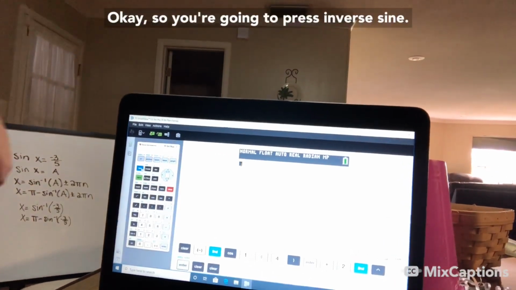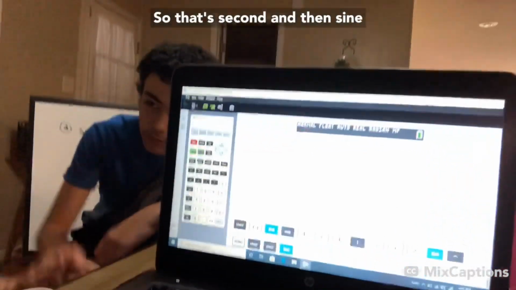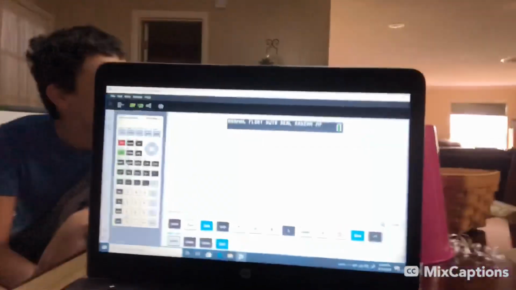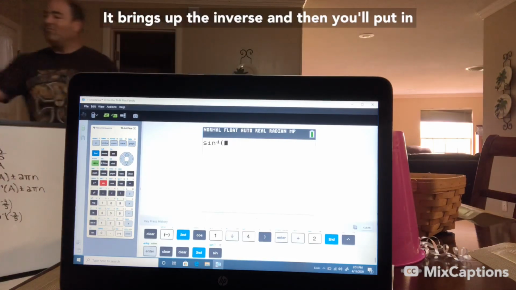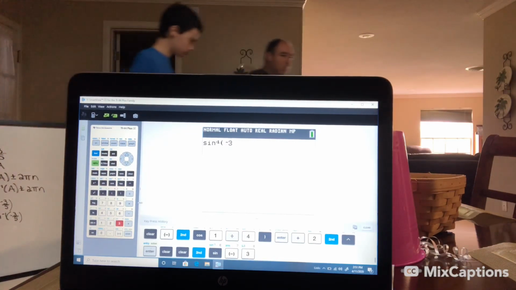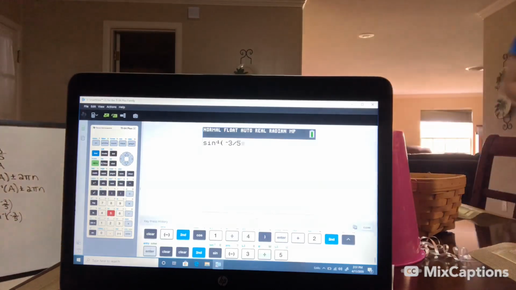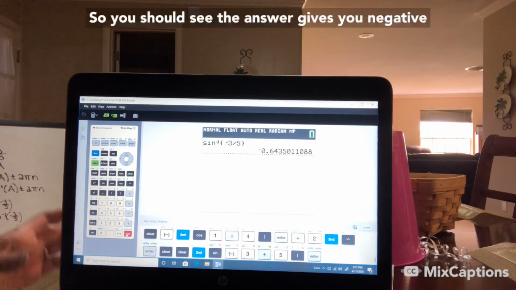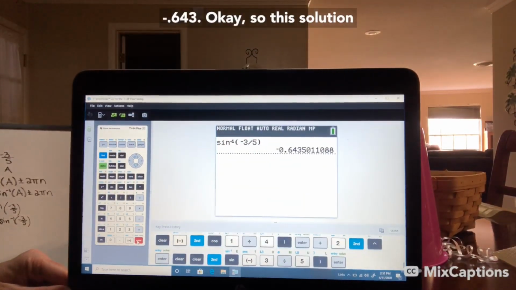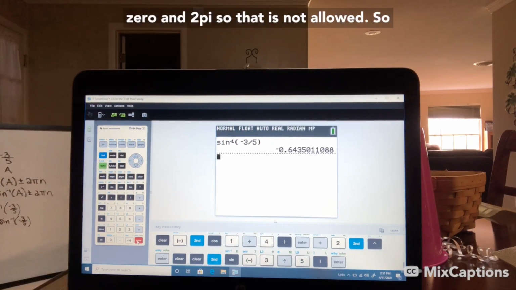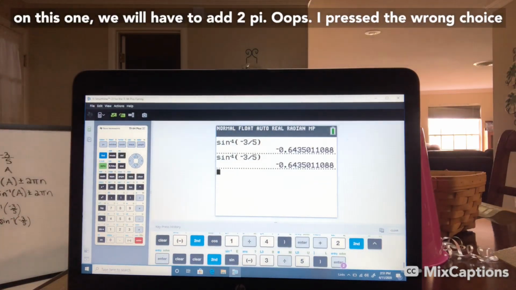Okay, so you're going to press inverse sine, so that's second sine. Brings up the inverse, and then you'll put in the parentheses -3/5. So you should see the answer gives you -0.643. Okay, so this solution does not work because it does not fall between 0 and 2 pi, so that is not allowed. So on this one, we will have to add 2 pi.